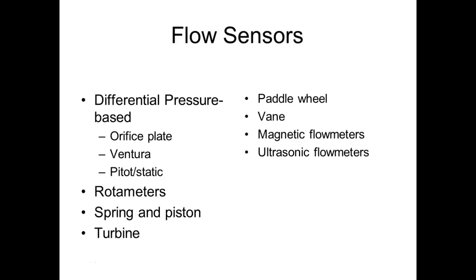So these are a different type of flow sensing. So this is the actual sensing element. How do we sense that? We use differential pressure. We have what we call an orifice, Venturi, and a Pitot static. We have a rotometer. We have a spring tension, turbine, paddle wheel vane, magnetic flow meter, and then ultrasonic flow. Now, not meters, sensors. I need to get this straight. These are the elements that sense the flow. Everybody understand? Okay.